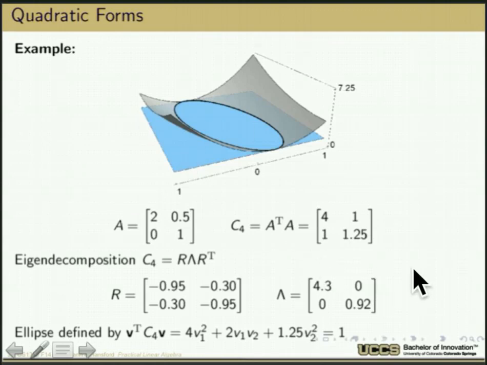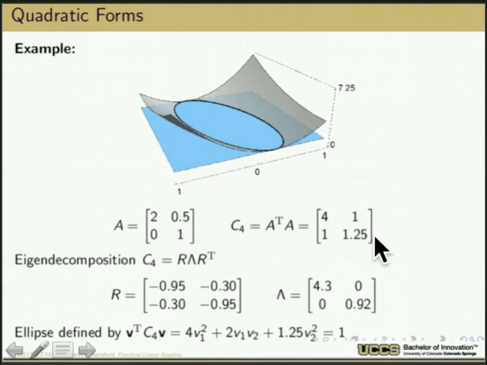So let's go back and look at that graphically. Here we had some general quadratic form, and this tells us the axes. If we now take some general form for this matrix, we get C4 equals A transpose A, which is 4, 1, 1, 1.25. You stick this into MATLAB and do the eigen decomposition, which in MATLAB is eig. We get a rotation matrix, minus 0.95, minus 0.3, minus 0.3, and minus 0.95. That gives us R. And our eigenvalues are 0.43 and 0.92.